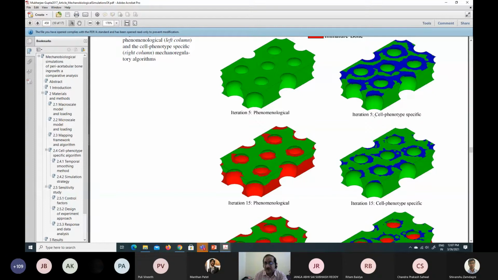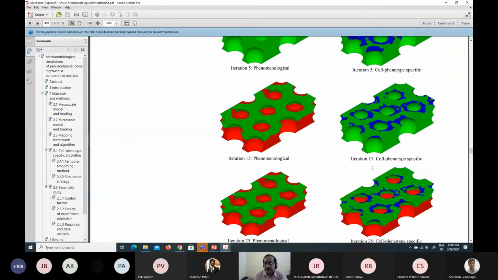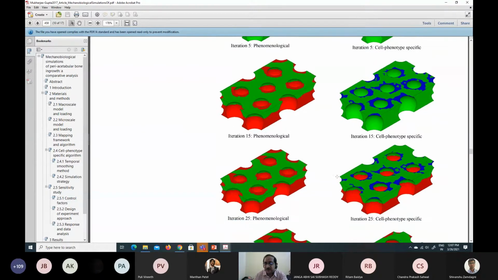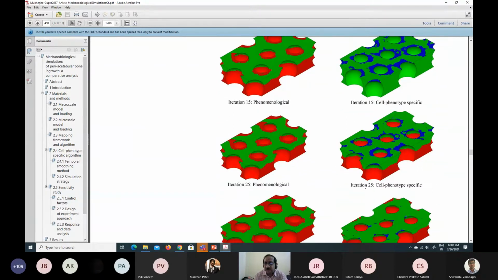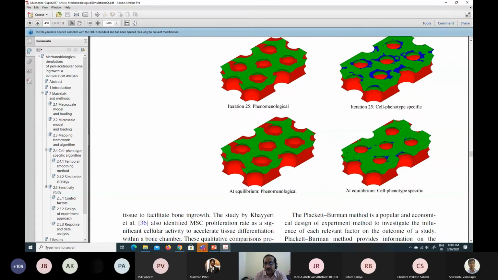Iteration 5, iteration 15. See the difference. 25. At equilibrium, there are fewer differences.